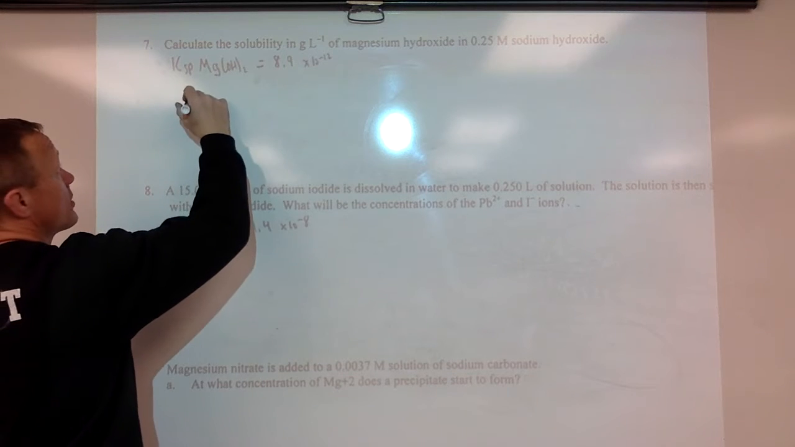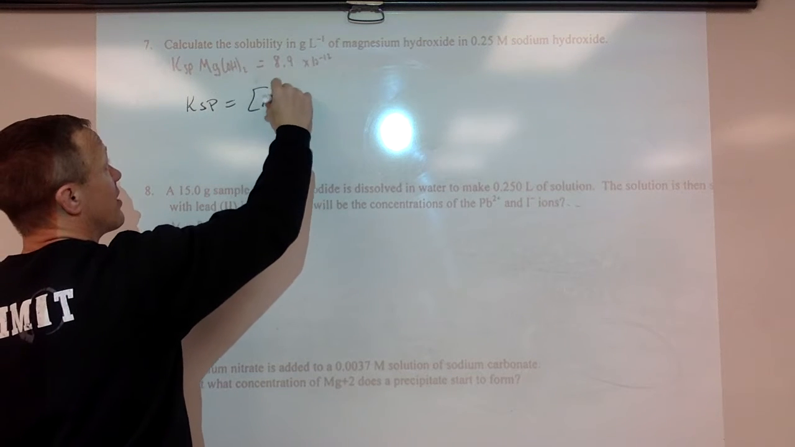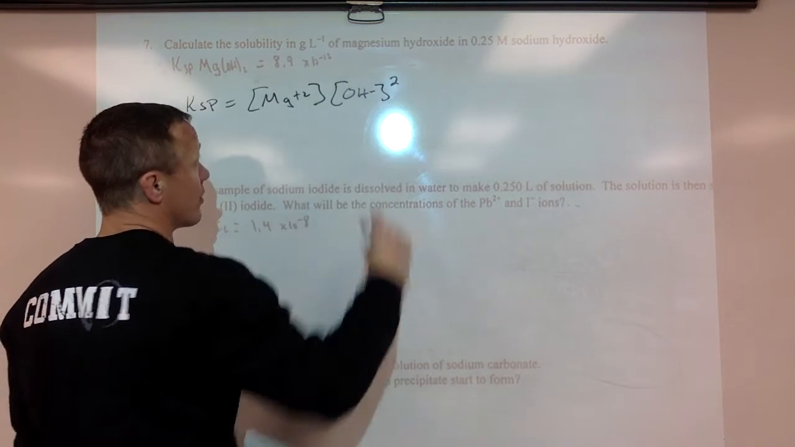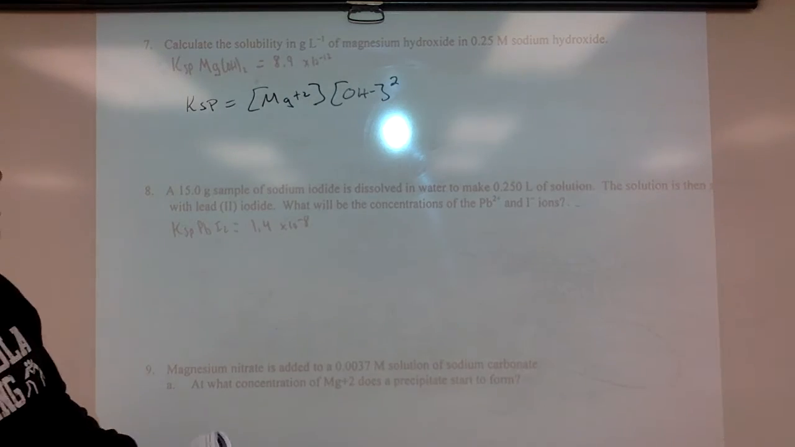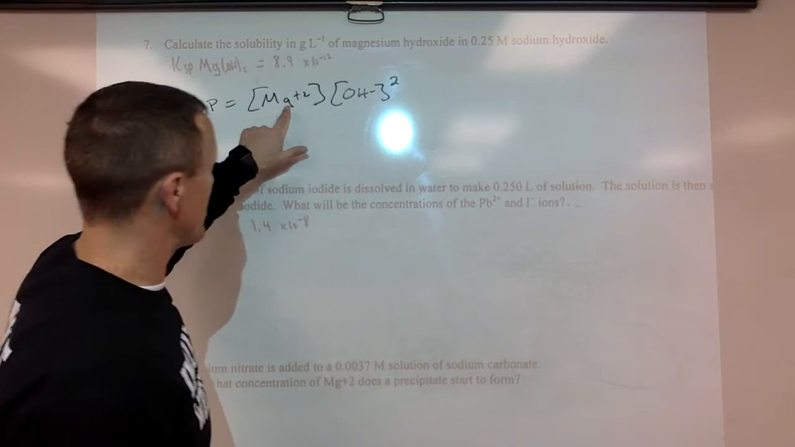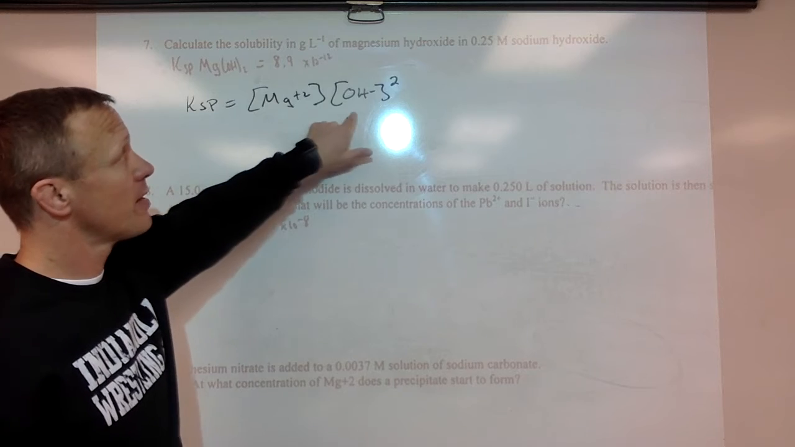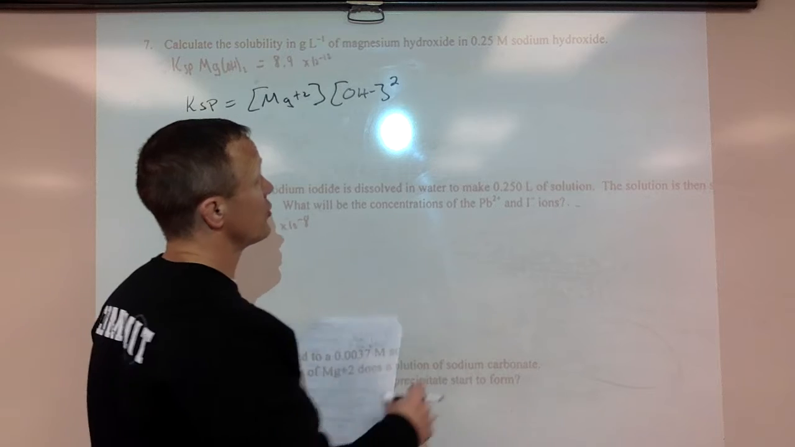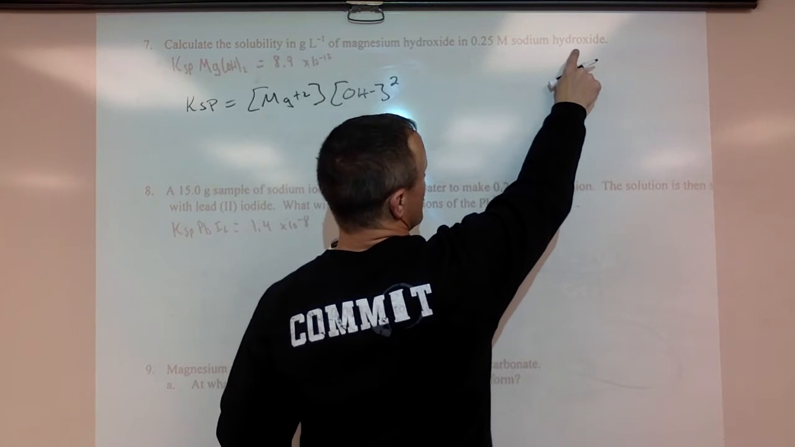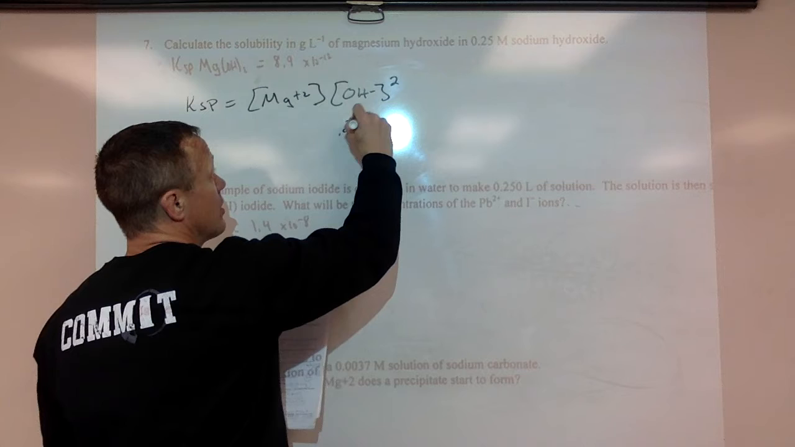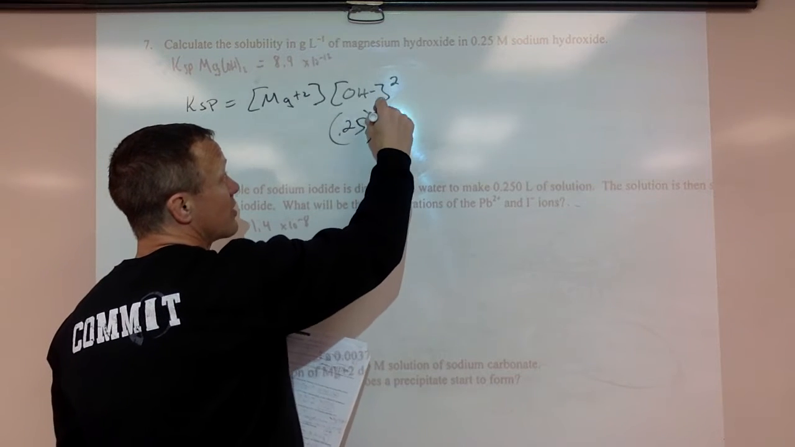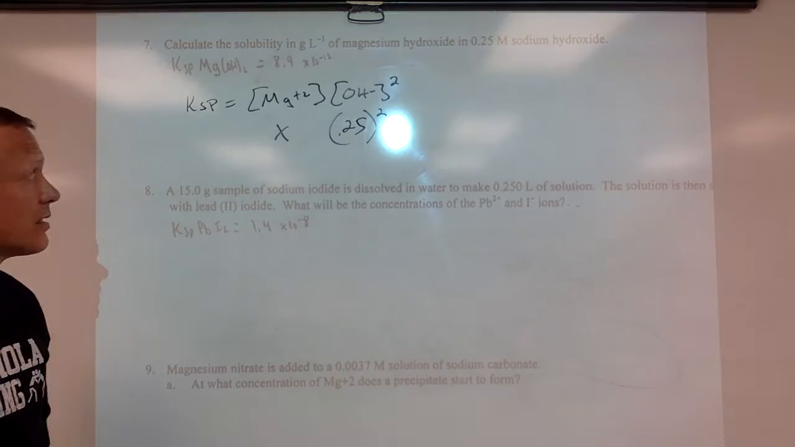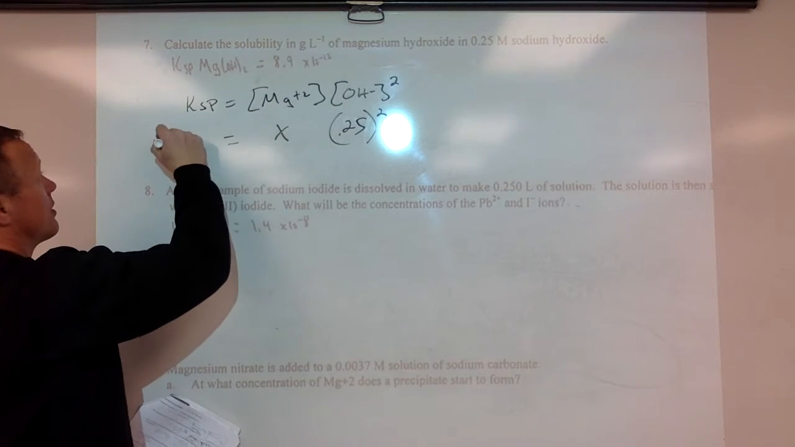So if we write our Ksp expression, Ksp equals the concentration of magnesium times the concentration of hydroxide ions squared. Well, we're not dissolving this in water. If we were, we'd put in an x, a 2x, and we'd square it. In this case, we're dissolving it in 0.25 molar sodium hydroxide. So that means you have 0.25 molar sodium ions, 0.25 molar hydroxide ions. So we're going to put in 0.25 right there for hydroxide, and an x right here, and figure out how many magnesium ions can be in there with that. And so that would equal the Ksp.